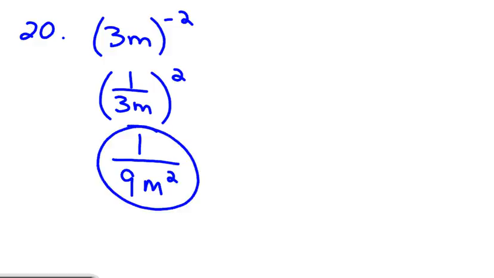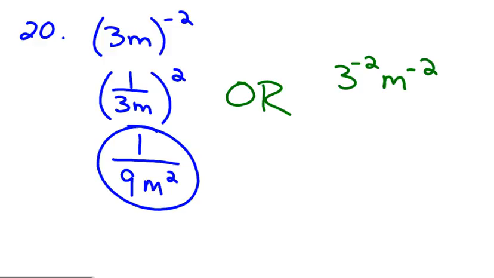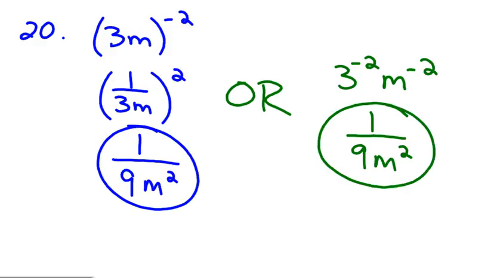This, you could apply the power property first and then the negative exponent property. So let's just sort of say a big or here. So if I applied the power property first, I'd end up with 3 to the negative 2, m to the negative 2. And now I have to flip those, and I get the same thing. 3 squared, which is 9, m squared. So yeah, basically, power property, negative exponent property, in either order for this one works.